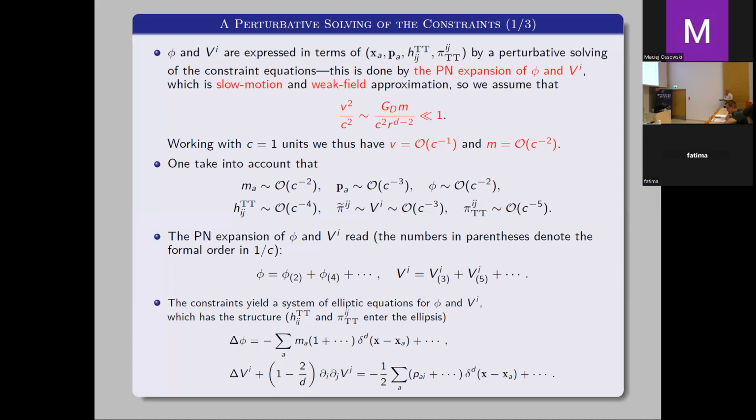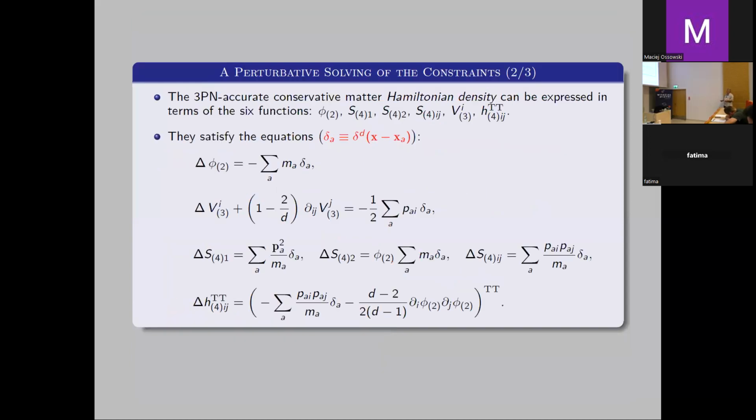All these are elliptic type equations. Yes, so we have here non-propagating degrees of freedom of the theory. Just to be a bit more concrete, this is not easy, but it is possible to show that up to and including 3PN order, you can express the Hamiltonian density by means of only these 6 functions.